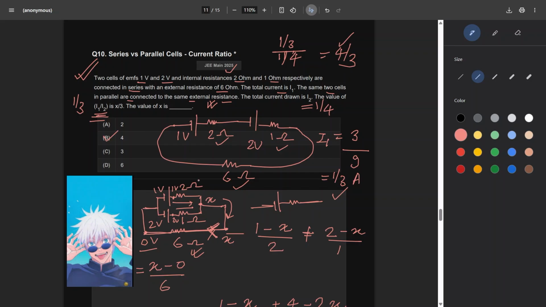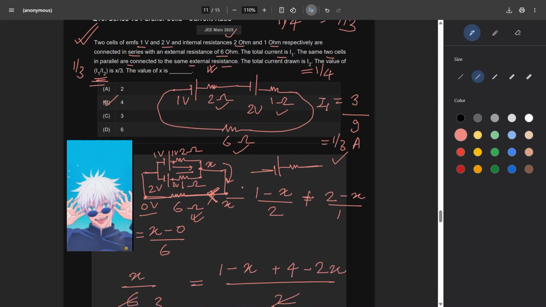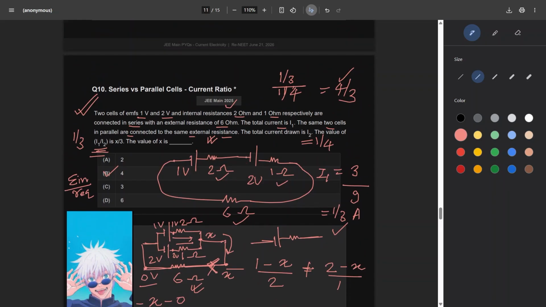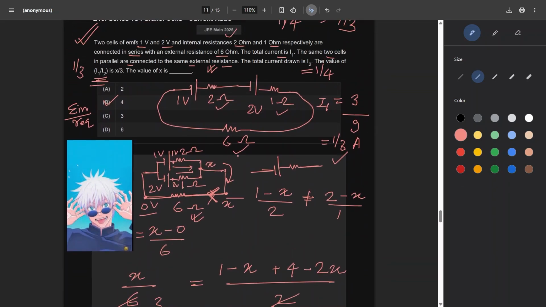It took some time. You can try this method, or you have to calculate the equivalent EMFs and equivalent resistance. It will take some time, but I think this method will work. It was a good question.